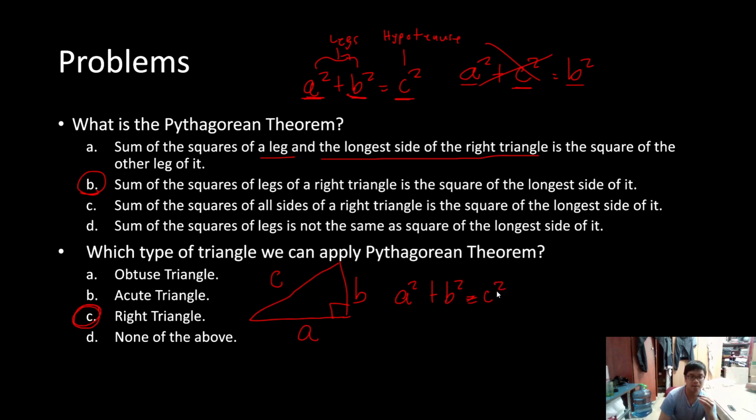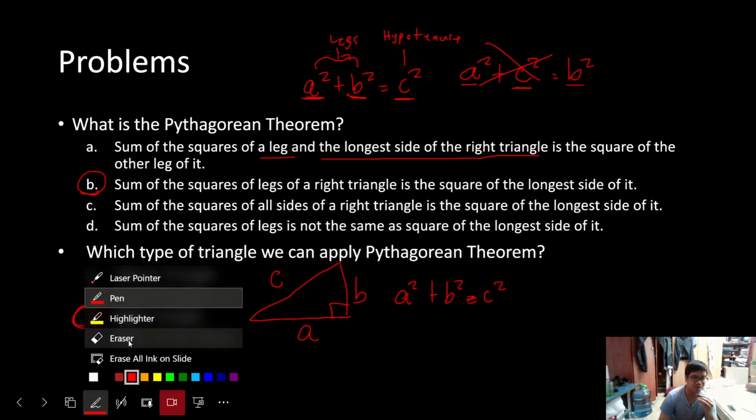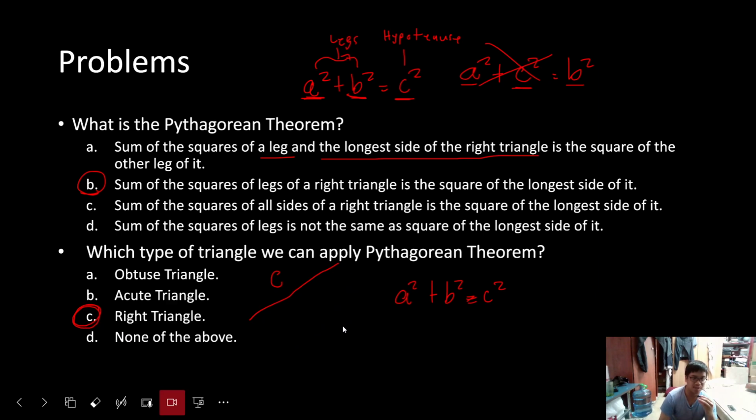All right? So if and only if it's a right triangle. If it's not a right triangle, then the Pythagorean theorem is not applicable. All right? So the answer here is a given right triangle.